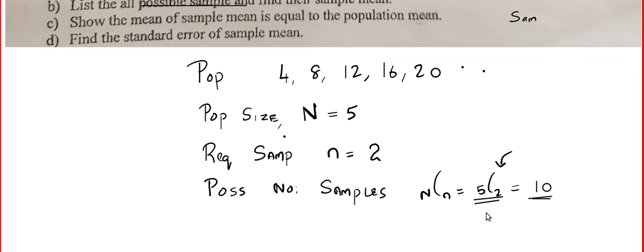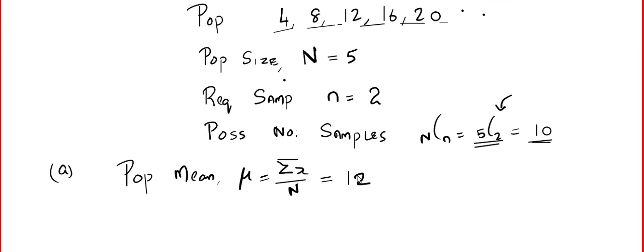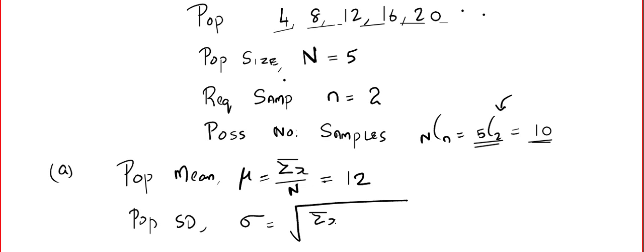Okay, now let's go for the first part. Take your calculator and enter all these numbers. We're going to get the population mean. Mu is equal to, what's the formula for mu? Sigma x by capital N, and that will be 12. And for the population standard deviation, for decoration's sake you can put the formula over here, but you can use your calculator and find it. I got 5.66.